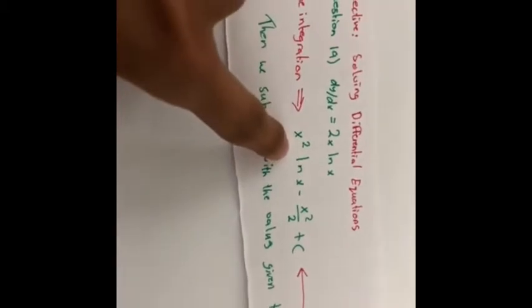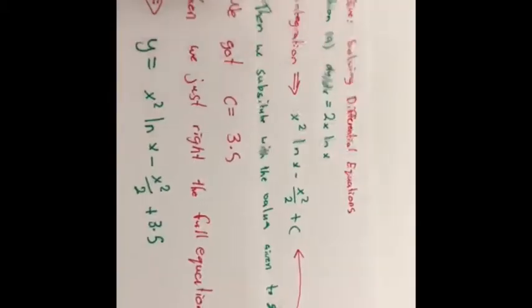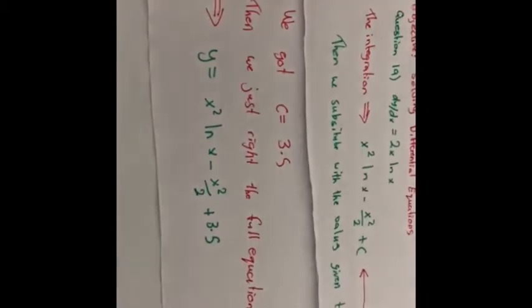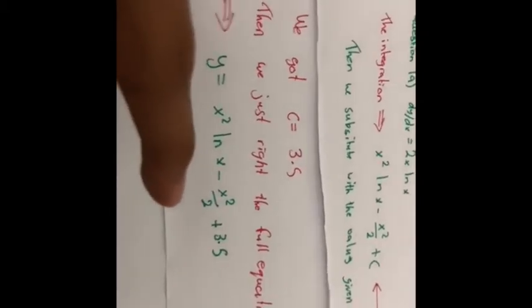Another objective, solving differential equations. Question 19 from the system-wide quiz paper. dy over dx equals 2x ln x. The integration is x squared ln x minus x squared over 2 plus c. Then we substitute the values given to us by the question to get c. We got c, which equals 3.5. Then we just write the full equation by adding the number for c. Y equals x squared ln x minus x squared over 2 plus 3.5.